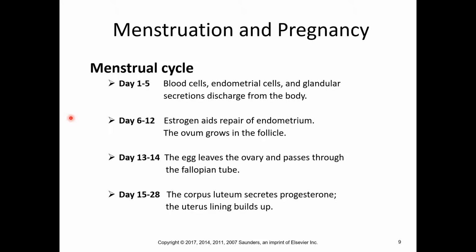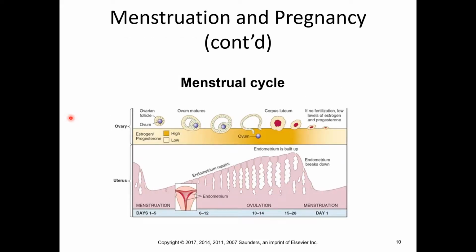Days 13 through 14, the egg leaves the ovary and passes through the fallopian tube. This is ovulation. So the ovarian follicle ruptures, and the ovum is out now in the peritoneal fluid. The fimbria of the fallopian tube sort of sweep and move the ovum into the fallopian tubes, and the egg moves through the fallopian tubes. And maybe fertilization happens. Day 15 through 28, the corpus luteum secretes progesterone, and the uterus lining builds up in expectation for pregnancy.